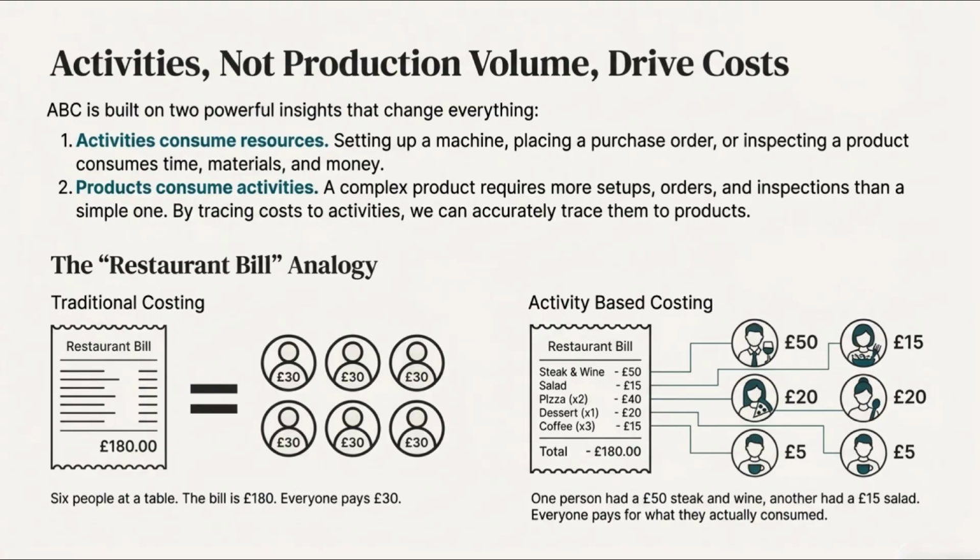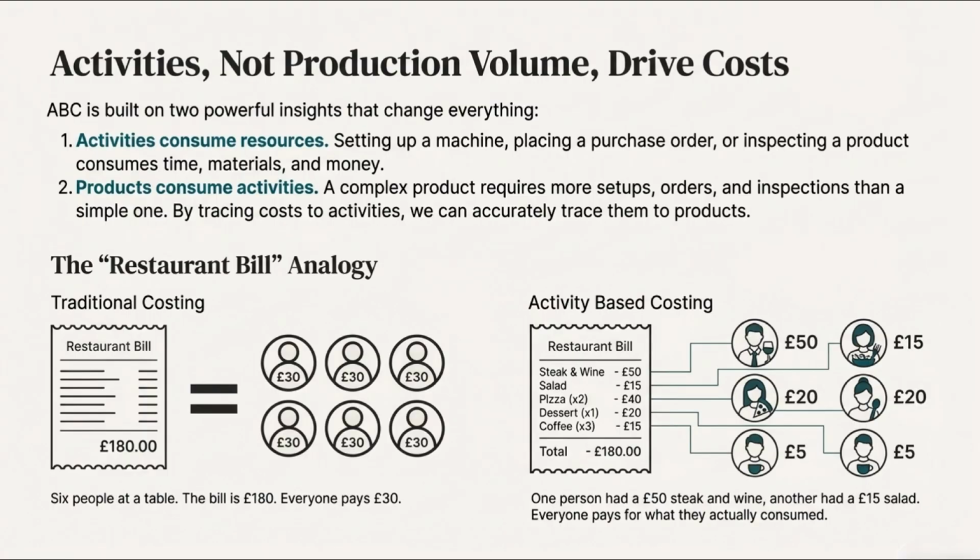Think of it like splitting a restaurant bill. The traditional costing approach is like having 6 people at a table with a £180 bill, and everyone just pays £30 each. Simple, but is it fair? The ABC approach looks at what each person actually ordered. One person had a £50 steak and wine, another had a £15 salad, 2 people shared a £40 pizza, someone ordered a £20 dessert, and 3 people had coffee totaling £15. Now everyone pays for what they actually consumed.